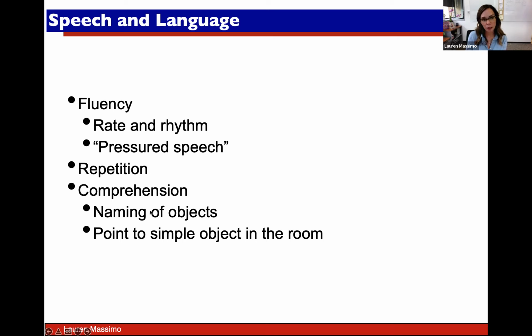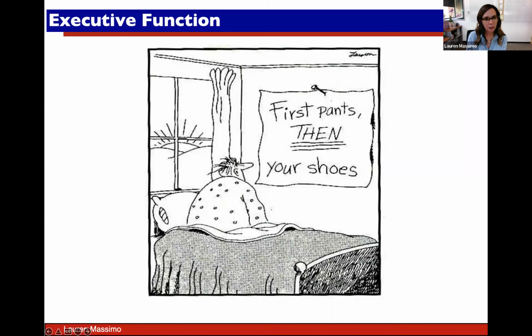Comprehension, naming of objects. Again, in the MMSE, you ask them to name a pen or a pencil and name a watch. And then comprehension can also be evaluated by asking them to point to simple objects in the room. So I often ask my patients to point to the ceiling and point to the floor. We've talked a lot about executive function.